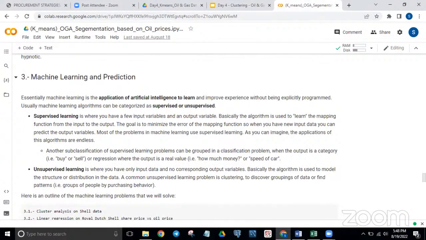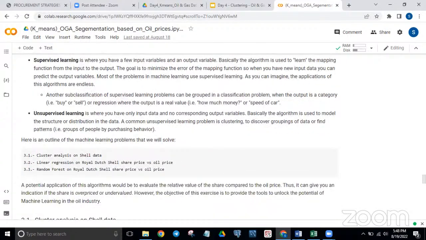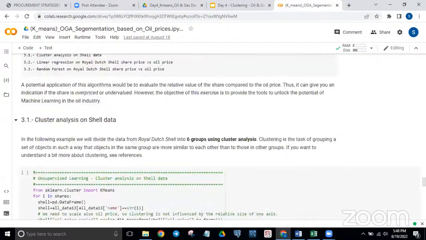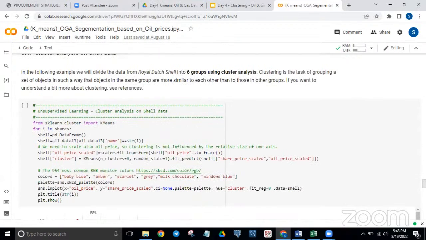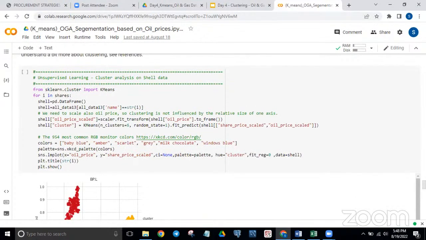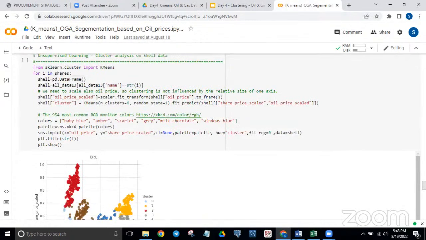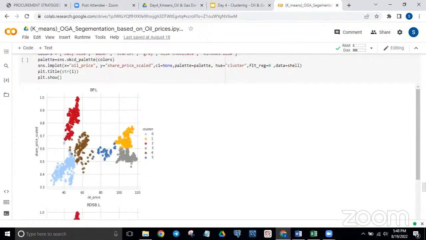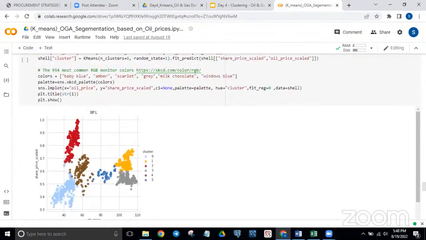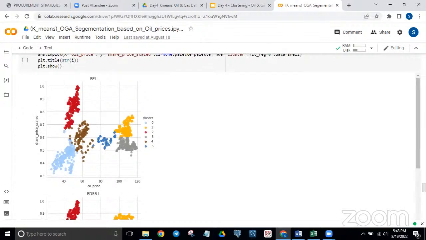So now I have tried to do the clustering here. I can use both supervised learning and unsupervised learning methods, but I have started with unsupervised learning. I have used k-means clustering here, and using k-means clustering I have done the clusters. I have divided this into 6 different clusters.